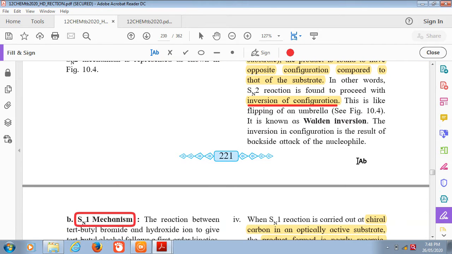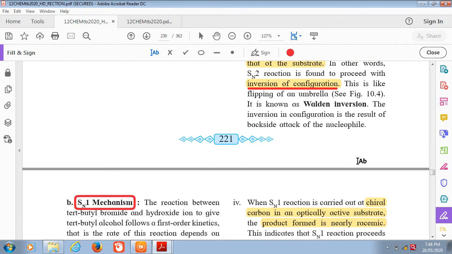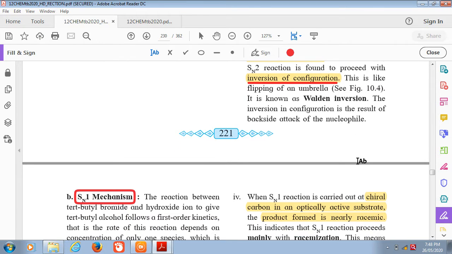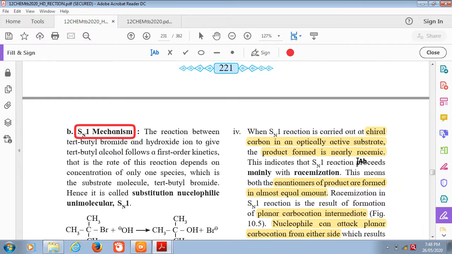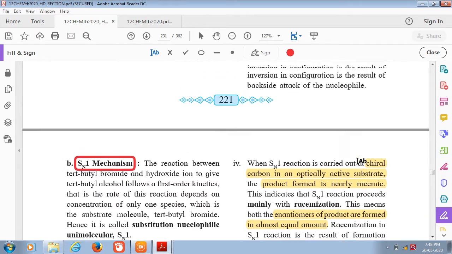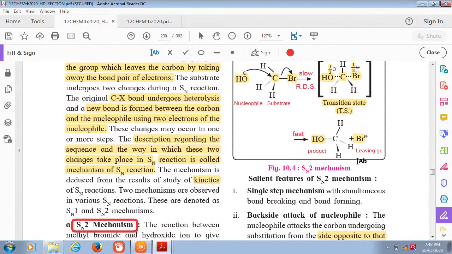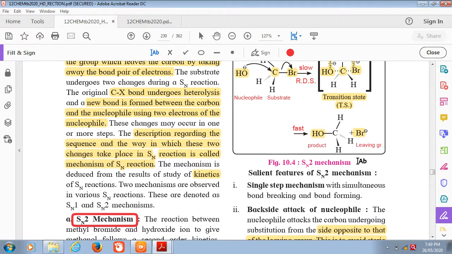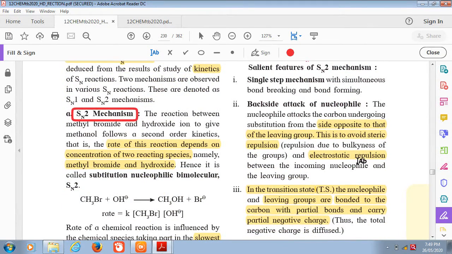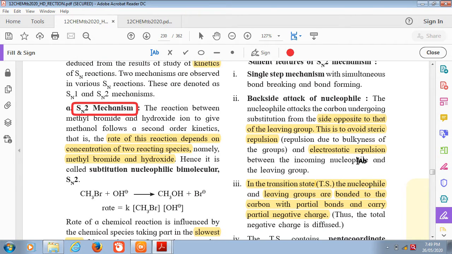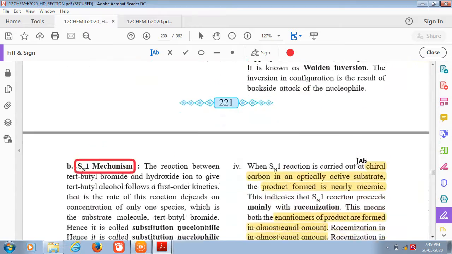So this is about the Sn2 reaction mechanism. Now we have to learn about the Sn1 reaction mechanism. If you observe the Sn2 reaction mechanism, in the slower step both the nucleophile and the substrate are involved. That's why it is the Sn2 reaction mechanism. Now if you observe, the rate is equal to k into the concentration of methyl bromide as well as OH minus. So it is an Sn2 reaction mechanism.